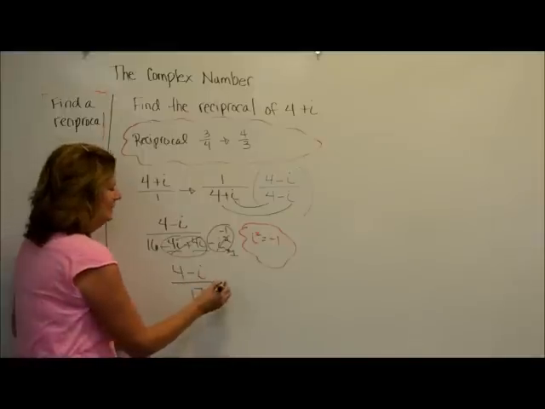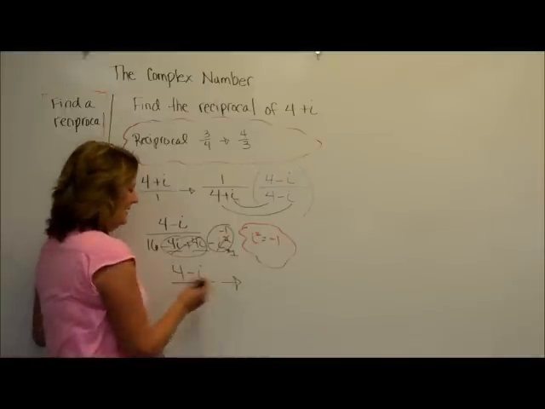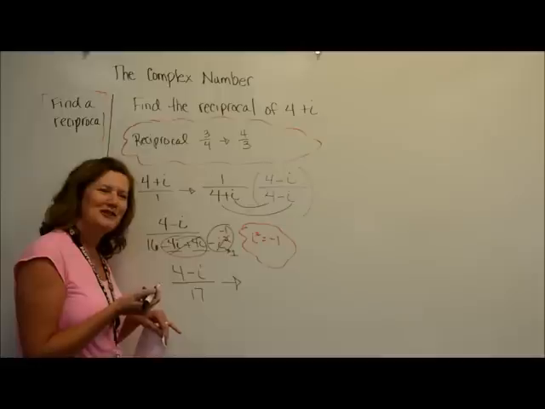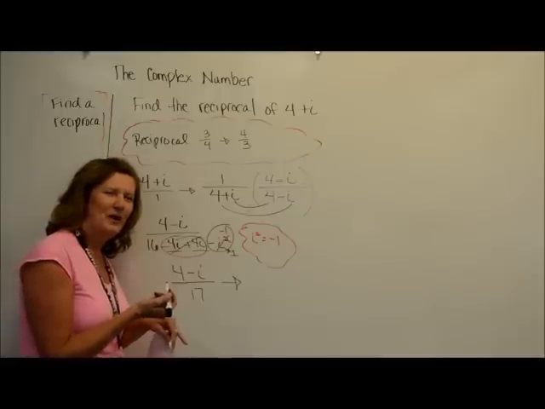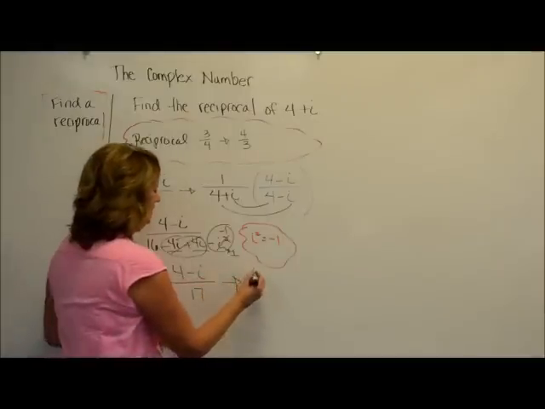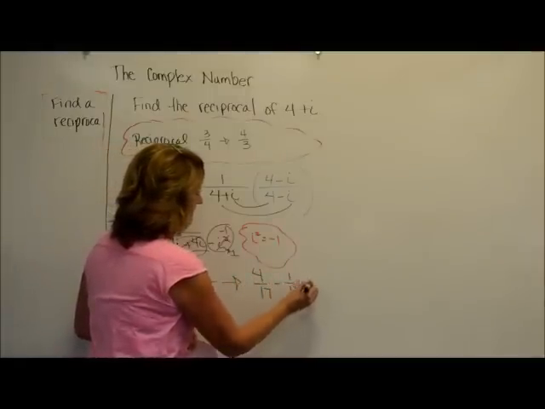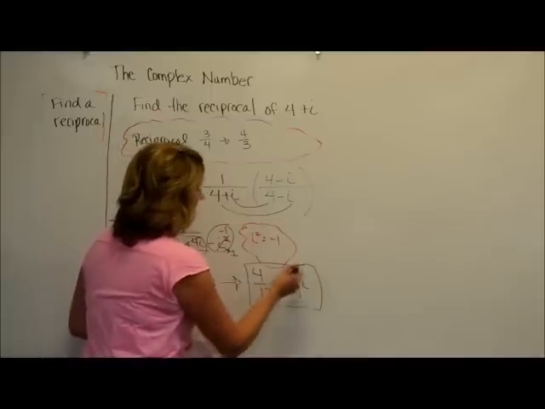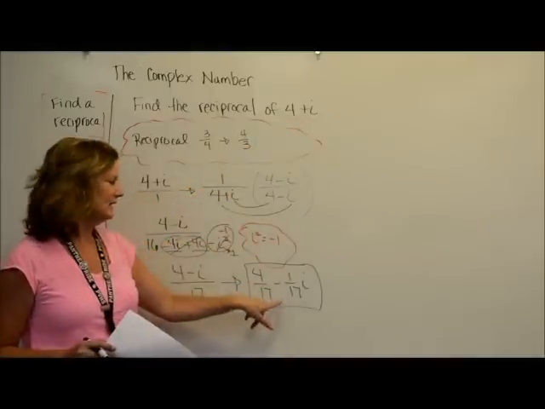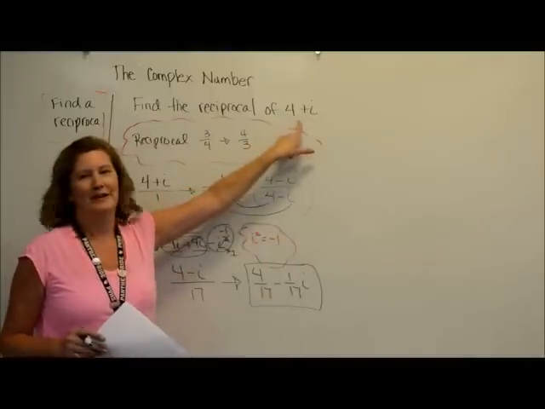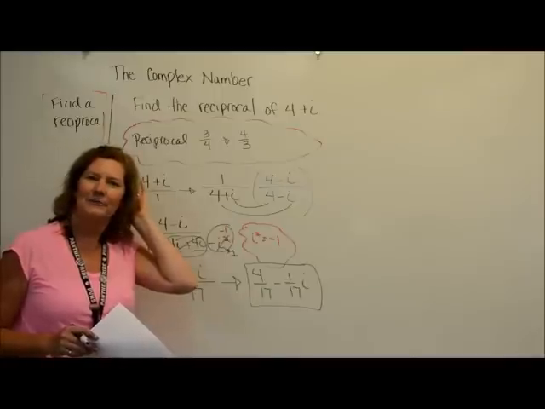All right, this is going to change over. It has to be split because the 17 actually combines it to where you have a real and imaginary part that are kind of combined, and we don't want that. We want separate pieces. So we'll have 4 over 17 minus 1 over 17 i, and then that is my reciprocal of 4 plus i. They look completely different, and it's all because you can't have the i in that denominator.